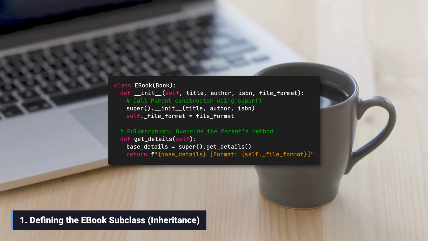Then we demonstrate polymorphism by overriding the get_details method. We call the parent's implementation using super().get_details() and simply append the new, specialized detail.